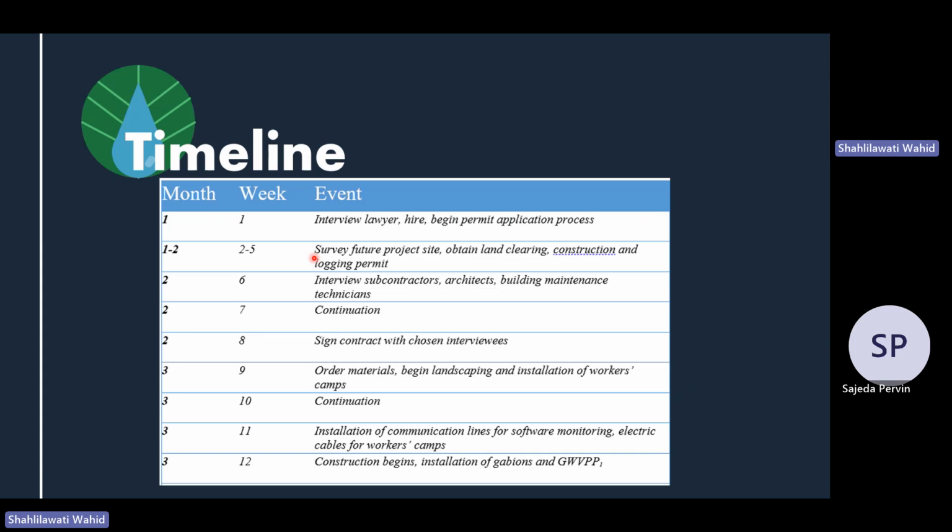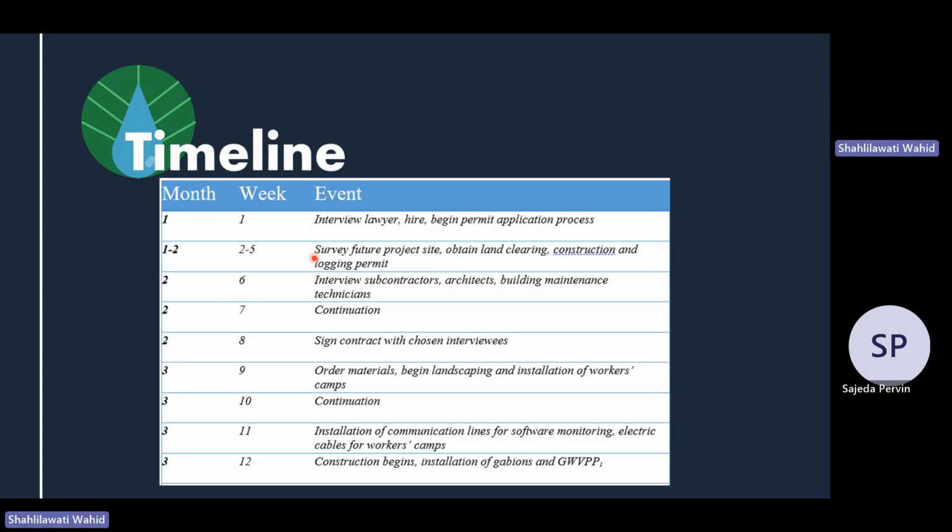In week 6 and week 7, we will start to interview subcontractors, architect, and building maintenance technician. And in week 8, we will sign contracts with those we choose for the construction. After that, in week 9, we will start to order the materials and begin the landscaping and install the workers camp. This will take 2 weeks.